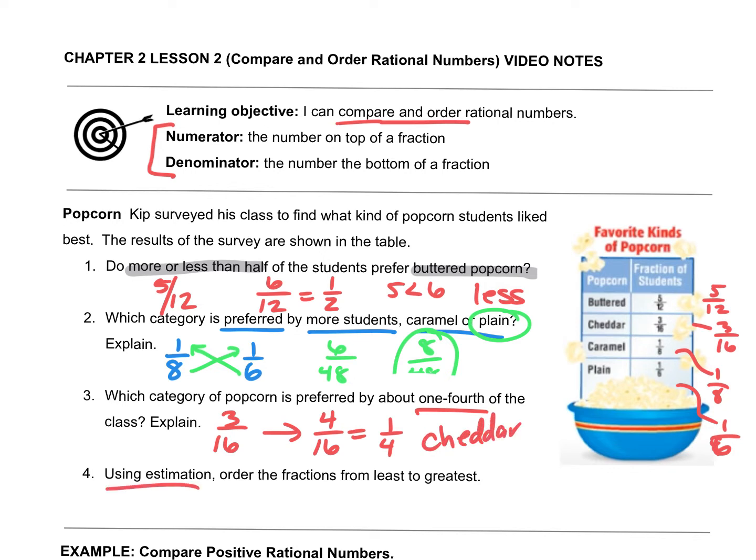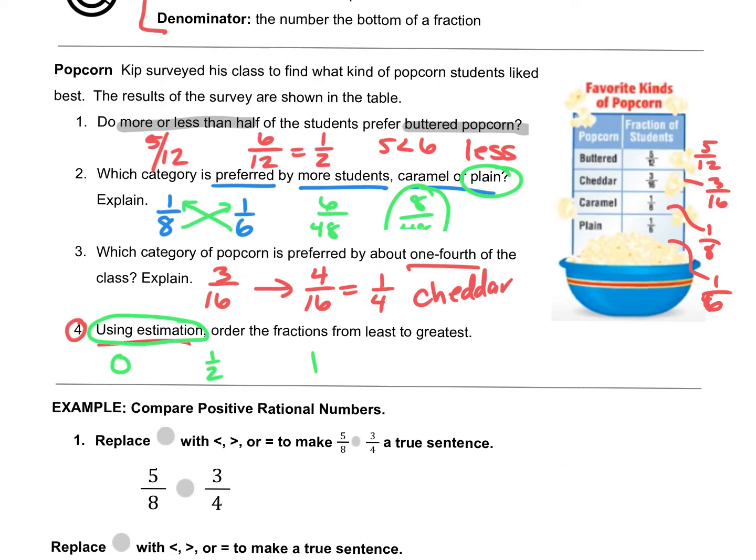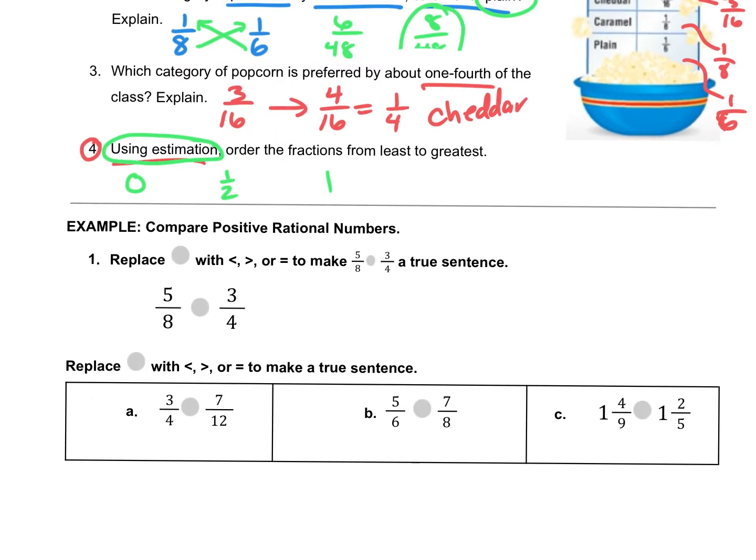So if you were to use estimation, how would we order these from least to greatest? The least liked preference to the greatest. When they say estimation, what they want you to do is not compute. They don't want you to change them to have common denominators. So it's using that tool of what's closer to 0, what's closer to half, what's closer to 1, using those benchmarks to help you. So see if you can order those least to greatest, and then we'll check those. Just remind me. So let's get to the good stuff here. That was good stuff too.